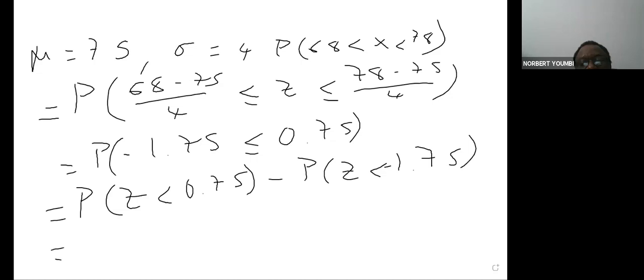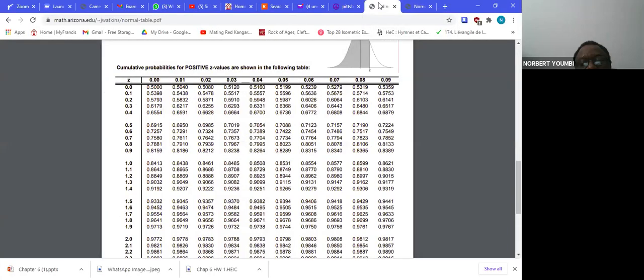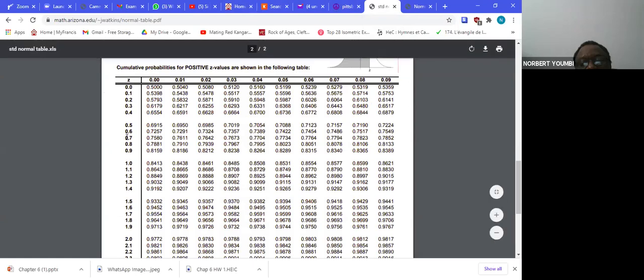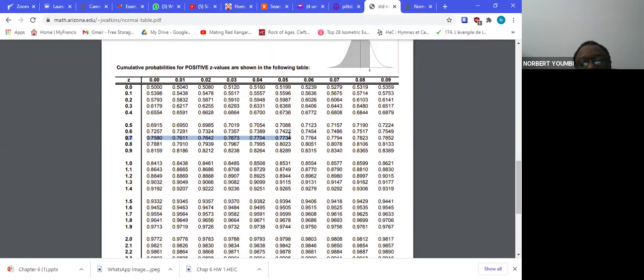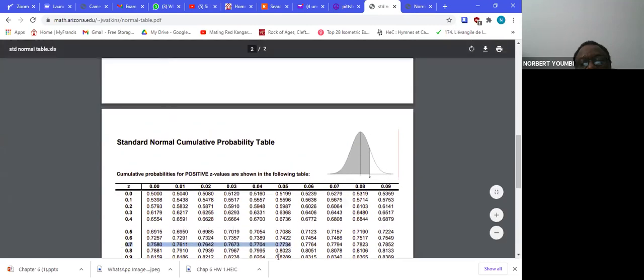So to find the probability that z is less than 0.75, we will use the normal distribution table. So we'll start with 0.75. This is 0.7 here, 0.75 we get here is 0.7734. And negative 1.75 next.